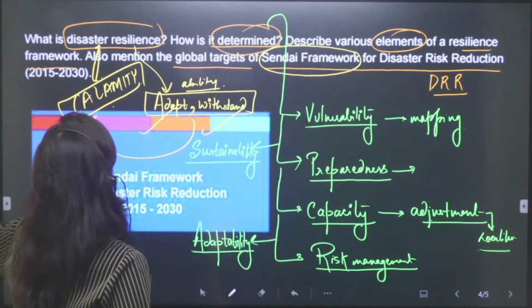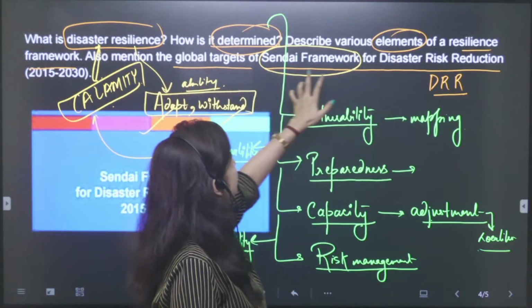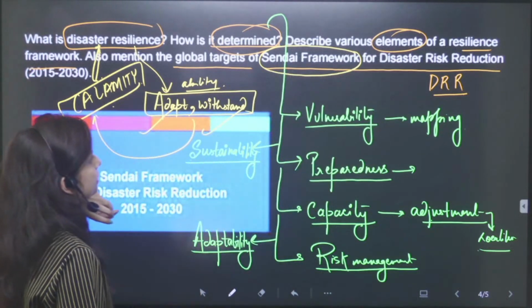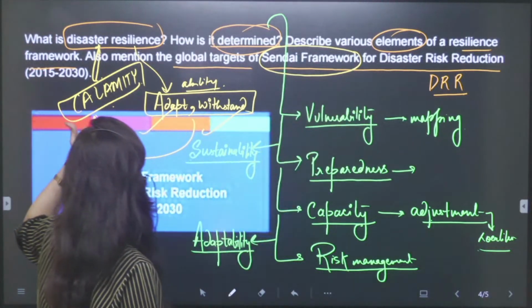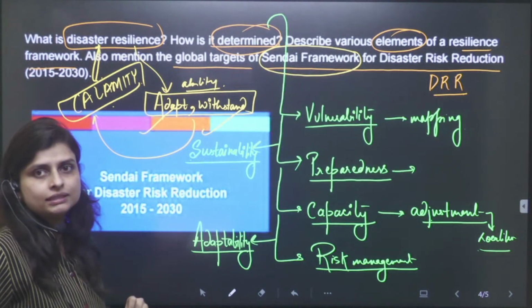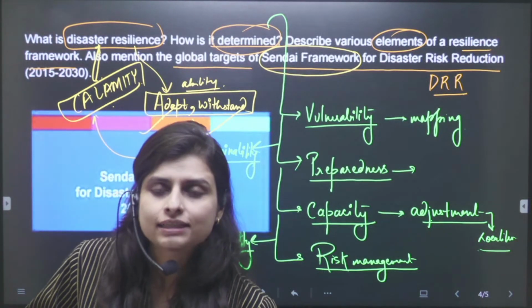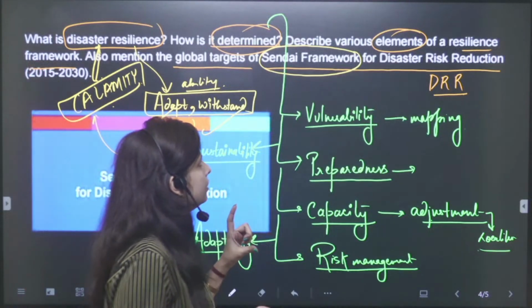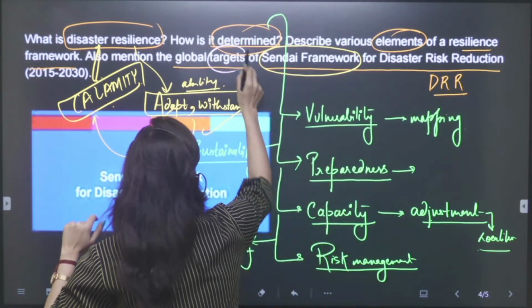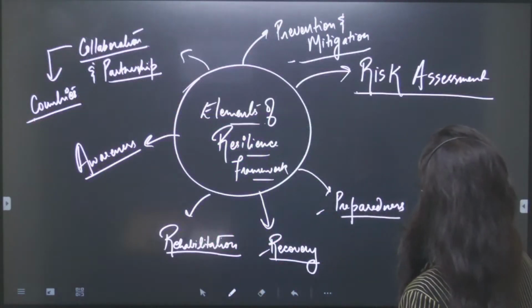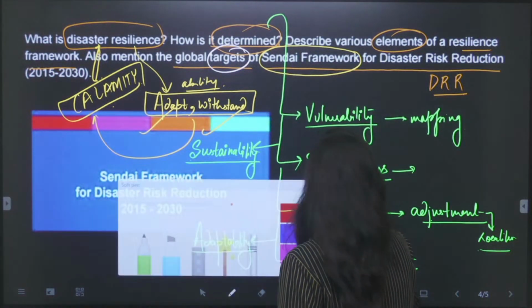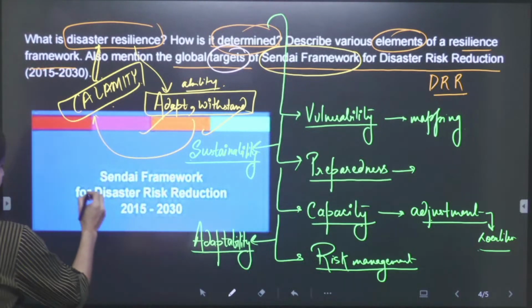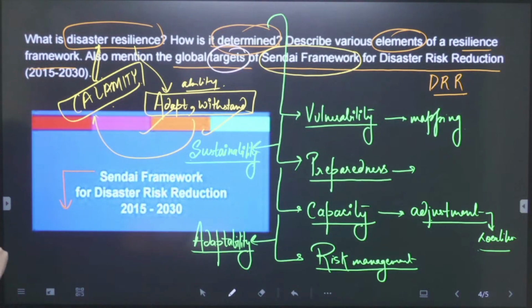Now the next thing in the question was to mention the global targets of the Sendai Framework for Disaster Risk Reduction 2015 to 2030. The Sendai Framework has talked about 7 targets. So we shall discuss the 7 targets over here. Now, what are those targets?